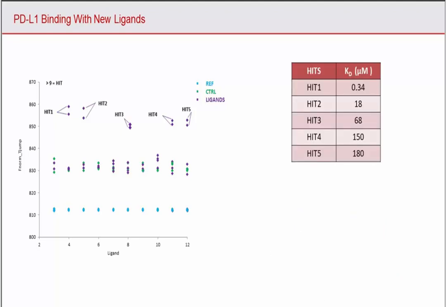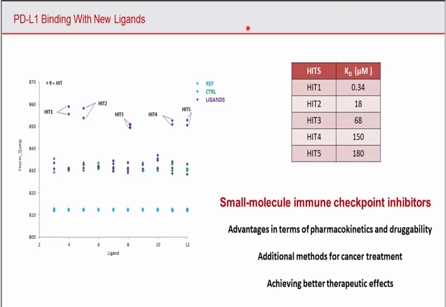So I can't say much, sadly, about the molecules we identified and can't show those response curves yet. But we discovered micromolar to nanomolar binding molecules, which might represent someday some strong drug candidates in the future. So as a conclusion for the small molecule immune checkpoint inhibitors, we think that there are major advantages in terms of pharmacokinetics and druggability. So this brings additional methods for the treatment of cancer. And what we aim to achieve, of course, is a better therapeutic effect with those small inhibitors.